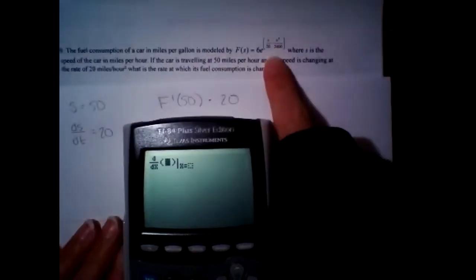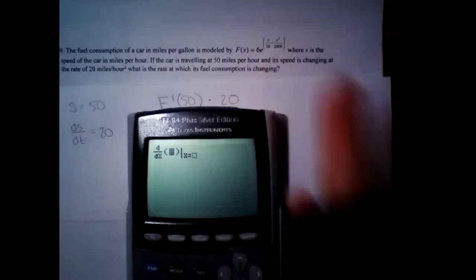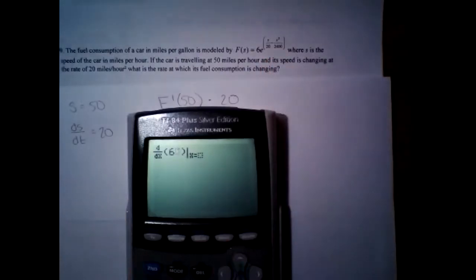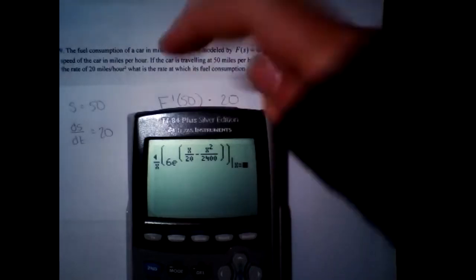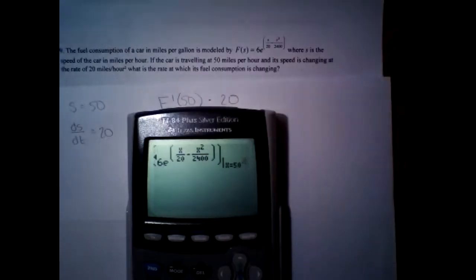So I have to type this awfulness. Again, they're not going to give you a nice function. It's going to be 6e to the power x over 20 minus, and then another fraction, x squared over 2400. All right, so that is that horrible, awful function that goes in there. And then it was such that 50, we want to do that derivative at 50. Let me hit enter on that. All right, so there's that.